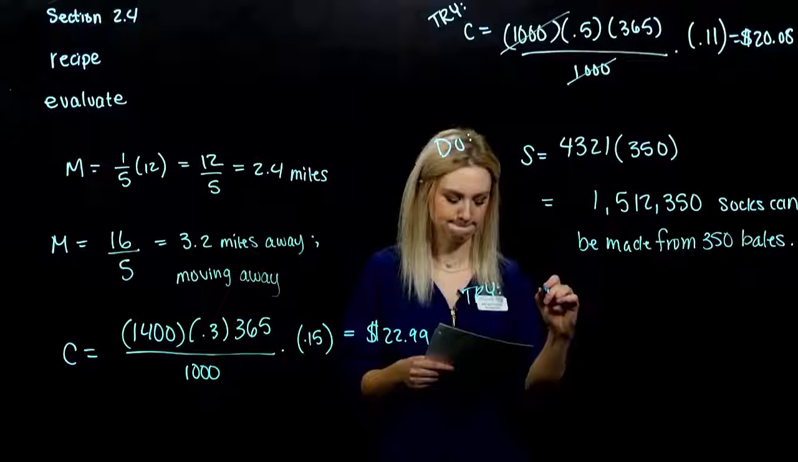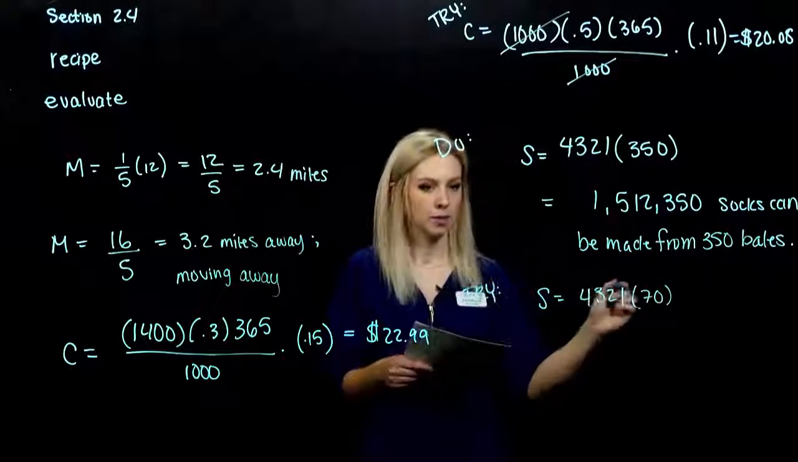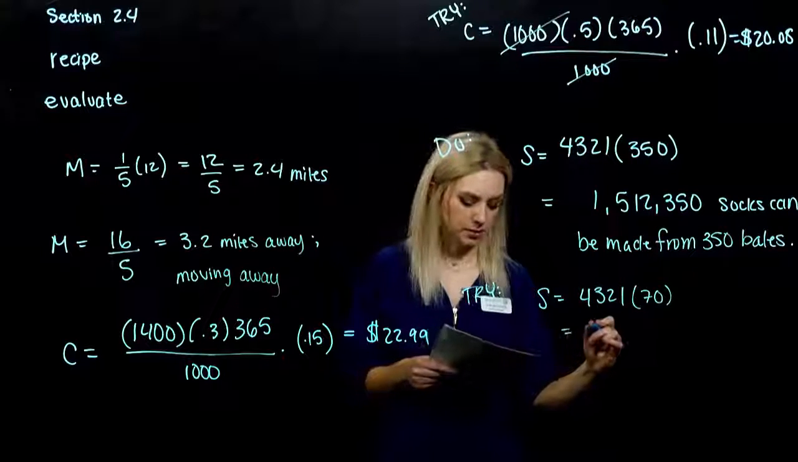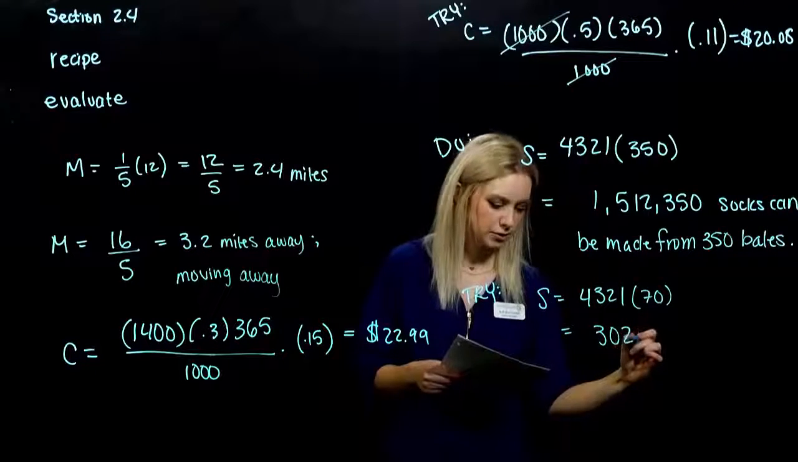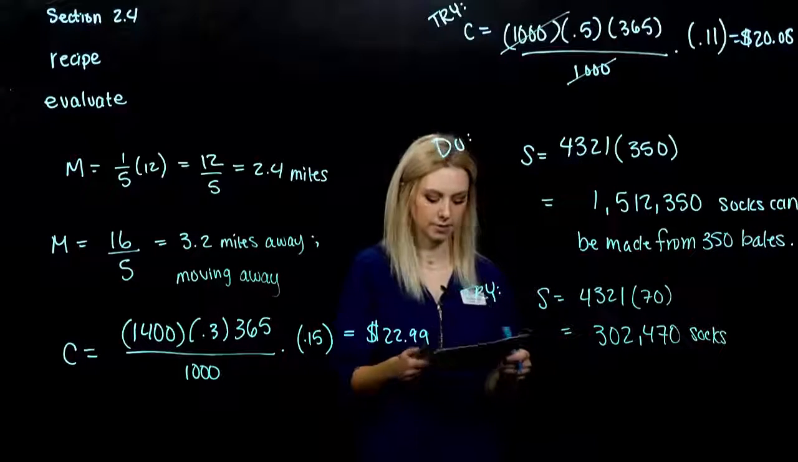So, plugging it in. Again, we have our constant from the formula. We're multiplying by the number of bales of cotton that we have. Doing the multiplication, 302,470 socks can be made from 70 bales. Now let's suppose the sock company wants to know how many bales of cotton they need to order to produce a certain number of socks. So that first example, again, we'll just assume we want to produce 230,000 socks. How do they go about this? How do they solve for that?